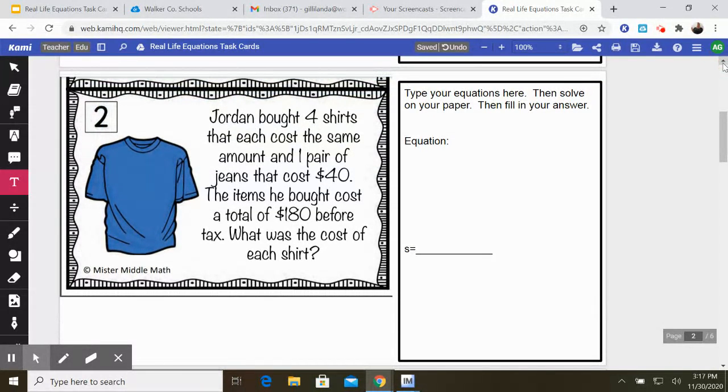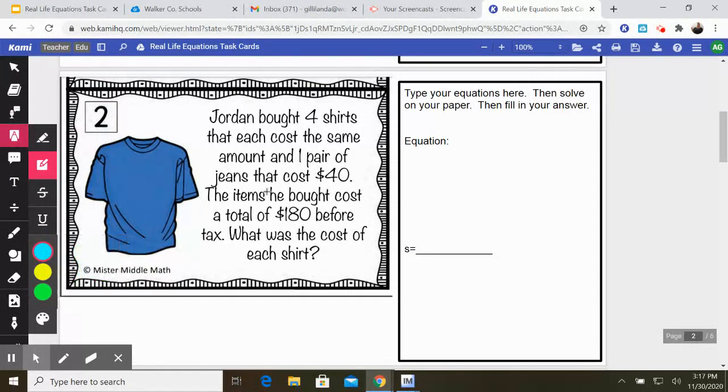This one says Jordan bought 4 shirts that each cost the same amount, and one pair of jeans that cost $40. The items he bought cost a total of $180 before tax. What was the cost of each shirt? So this is what I know. I know the total was $180.